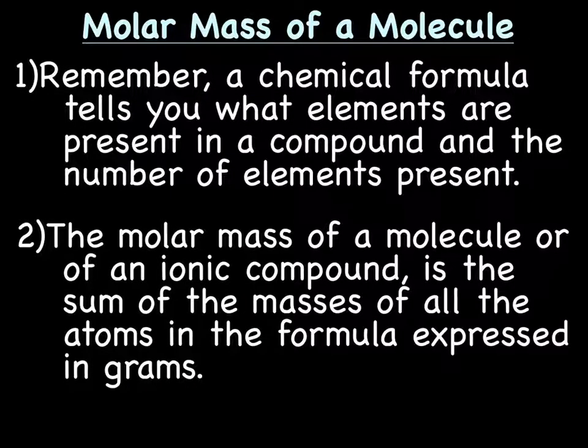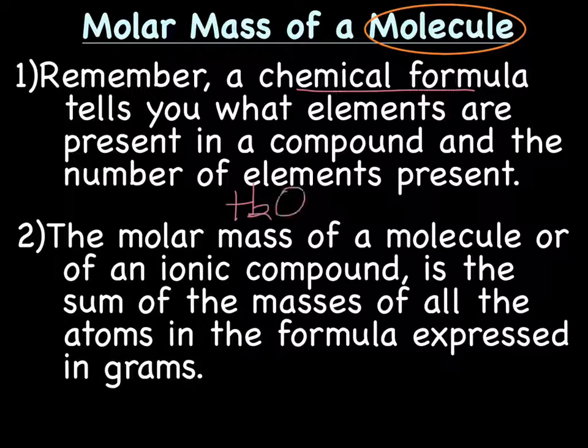All right, next up, molar mass of a molecule. Keep in mind, a molecule is 2 or more atoms joined together, bonded together. Okay, so quick review on chemical formulas. A chemical formula tells you what elements are present in a compound and the number of elements present. So we look at our old standby, water. The chemical formula of water tells us that water is made up of 2 hydrogens and an oxygen. Okay, so to figure out the molar mass of a molecule or of an ionic compound, it's the sum, or adding up, all of the masses of all of the atoms in the formula, and we express that in grams.